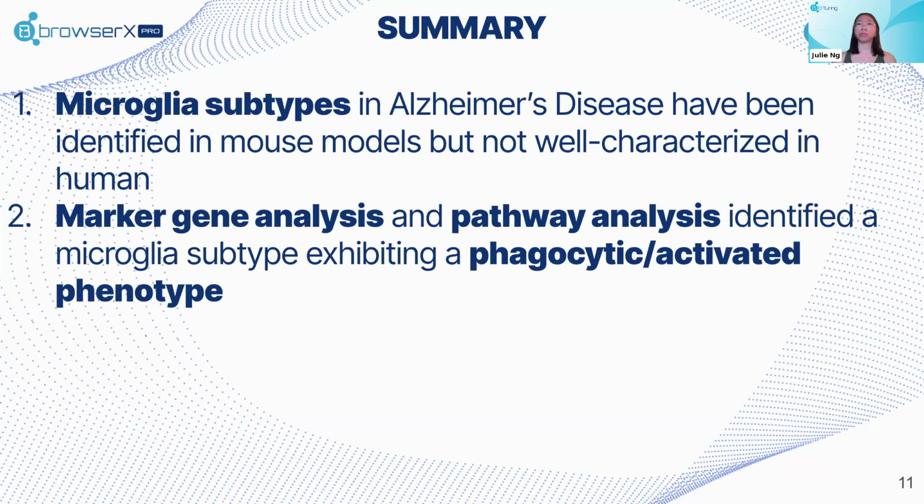There are also other tools which you can use on BBrowserX Pro to help you characterize these subtypes even further. For example, I can recommend using pseudotime or trajectory analysis, which allows you to track the gene expression change across different trajectories or different pseudotimes. So I encourage you to use these tools to help further some of the findings that I found here.